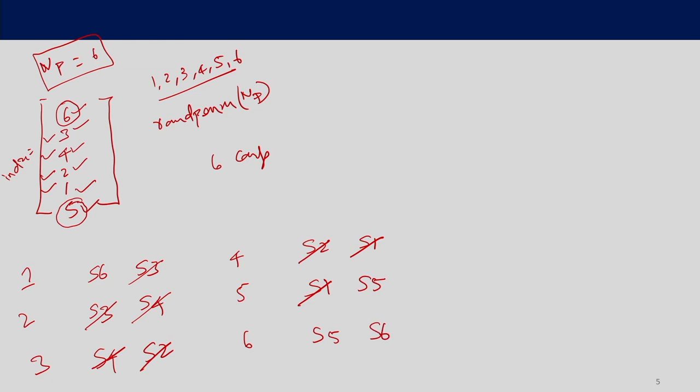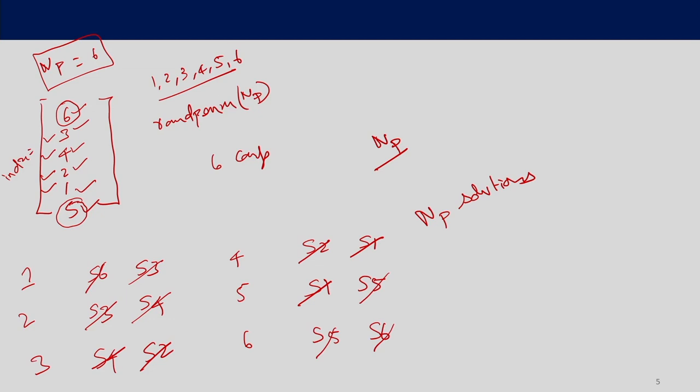This is the way we are going to conduct NP tournaments. From each tournament, we will get one solution. So, at the end of it, we will get NP solutions, and every solution would have got an opportunity to compete twice. So, S5 has also got twice, S6 also has got two opportunities. This is how we are going to implement the tournament selection.